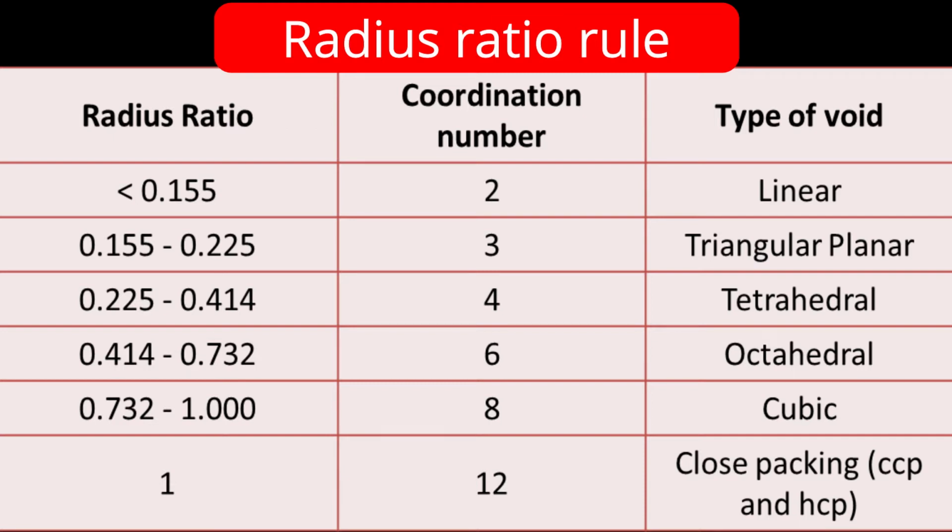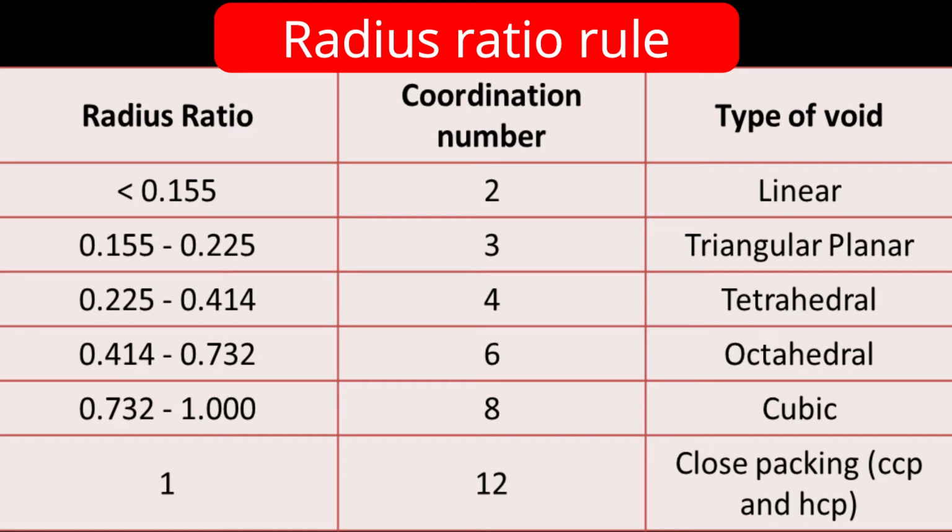If that ratio is less than 0.155, the type of void, type of gap, type of hole will be linear. Coordination number will be 2. If it is between 0.155 to 0.225, the type of void will be triangular planar and coordination number 3. If it is between 0.225 to 0.414, the type of void will be tetrahedral and coordination number 4.